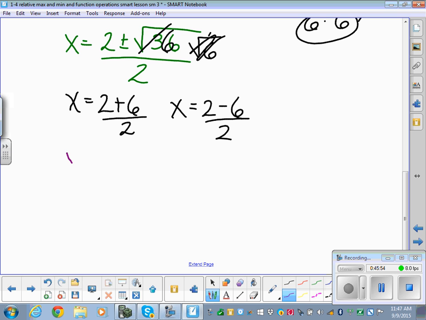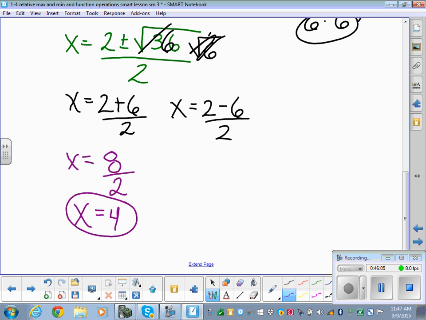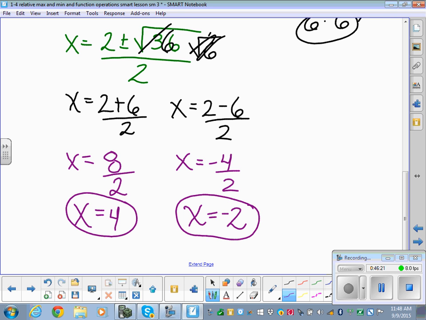So up here, we have x is equal to 2 plus 6 is 8. On top we have an 8 divided by 2, and then x is equal to 4. There's one of our solutions. And then up here, once again, combine the top. We'll have 2 minus 6, which is negative 4 divided by 2. So then negative 4 divided by 2 is negative 2. So we have x is equal to 4, x is equal to negative 2. Those are our two solutions with that.